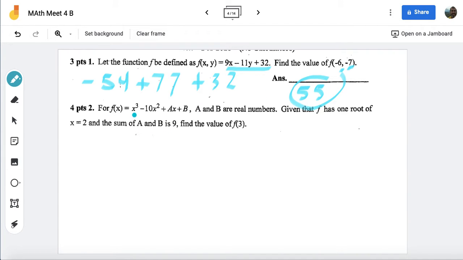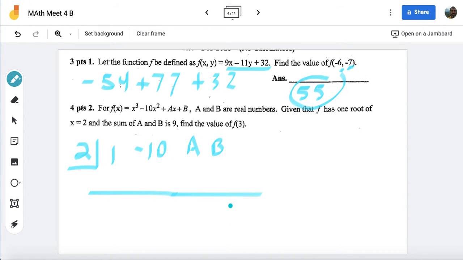For f of x equals x cubed minus 10x squared plus ax plus b, a and b are real numbers, given that f has one root, x equal 2, so we know 2 is a root. I know I'm probably going to have to use synthetic division. The coefficients are 1 and -10 and a and b. We know that this is a root, so we know this is going to end up being 0.